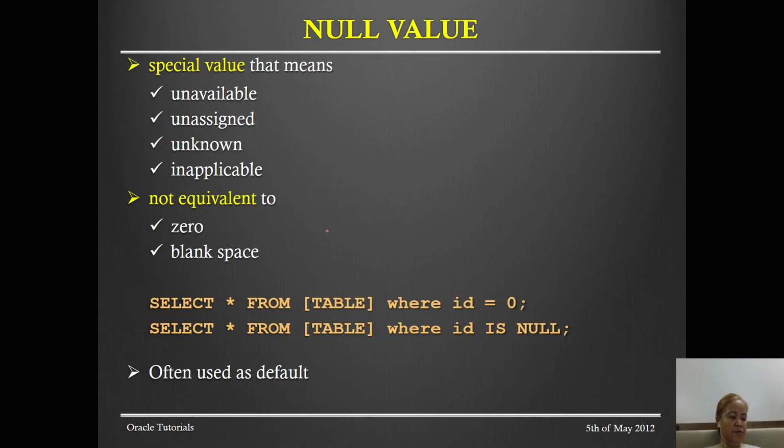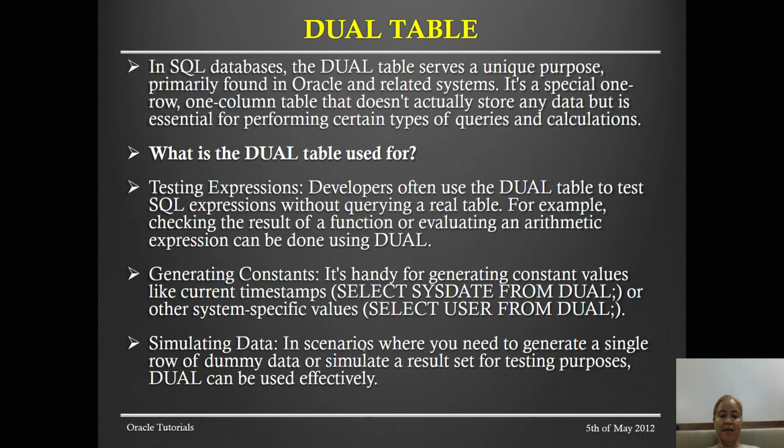So the null values, of course, it means that we have a special value which is unavailable, unassigned, unknown, or inapplicable. That is not equivalent to 0 or blank space. So, hindi pwede yung ganun. Kagaya dito, select asterisk from a type of table where ID is equal to 0, or select asterisk from table where ID is null. Yan. It is often used as a default.